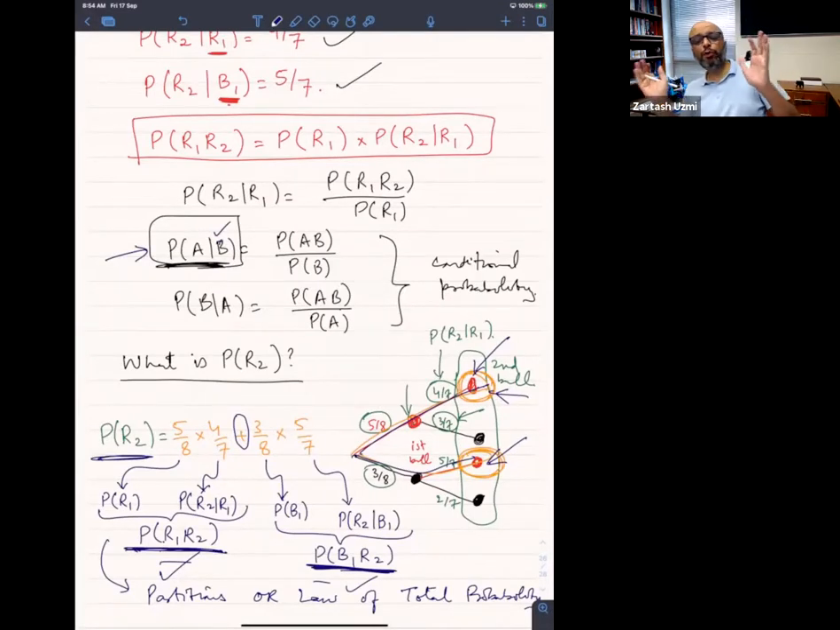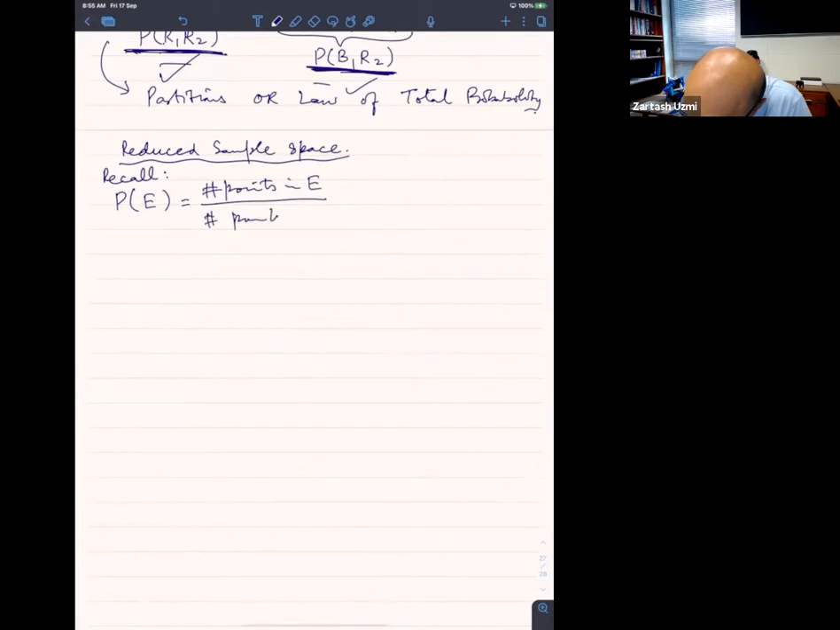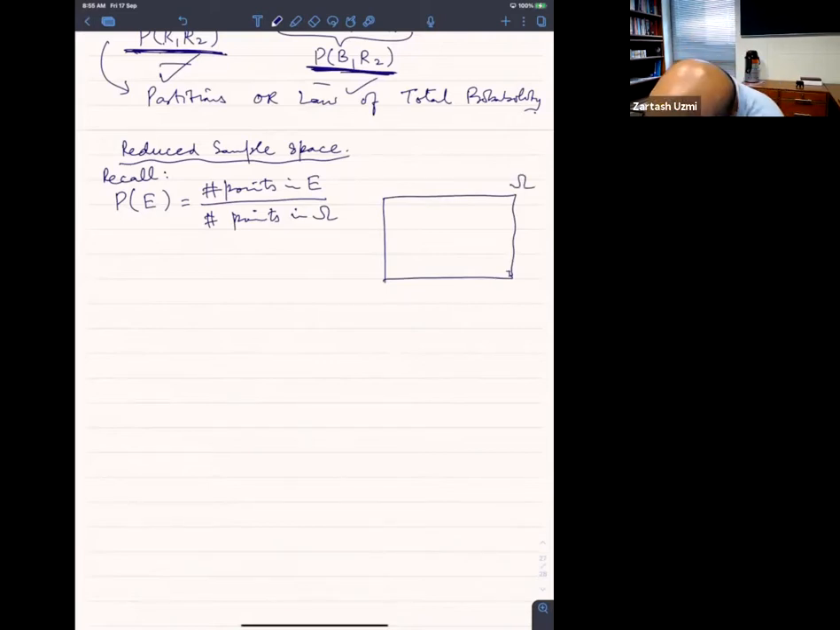Normally, when we find the probability of an event, how do we find it? Recall that the probability of event E is the number of sample points in E divided by the number of points in the sample space. Isn't that how it goes? So now think about it. Suppose you have a sample space in which there is an event E and there is an event F.